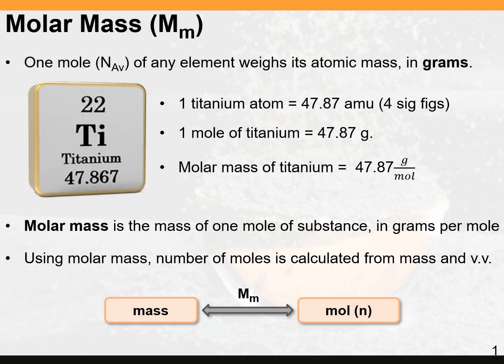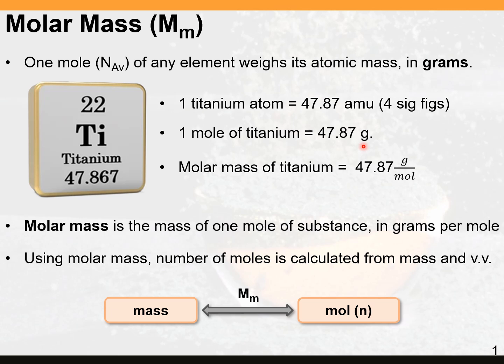Atoms cannot be counted by direct observation due to their tiny size. So how do we count them? We count atoms by weighing them. The significance of Avogadro's number is that 1 mole of any element weighs its atomic mass, but in the unit of grams. For example, the mass of one titanium atom is 47.87 AMU, rounded to 4 significant figures. This means that 1 mole of titanium atoms weigh 47.87 grams.